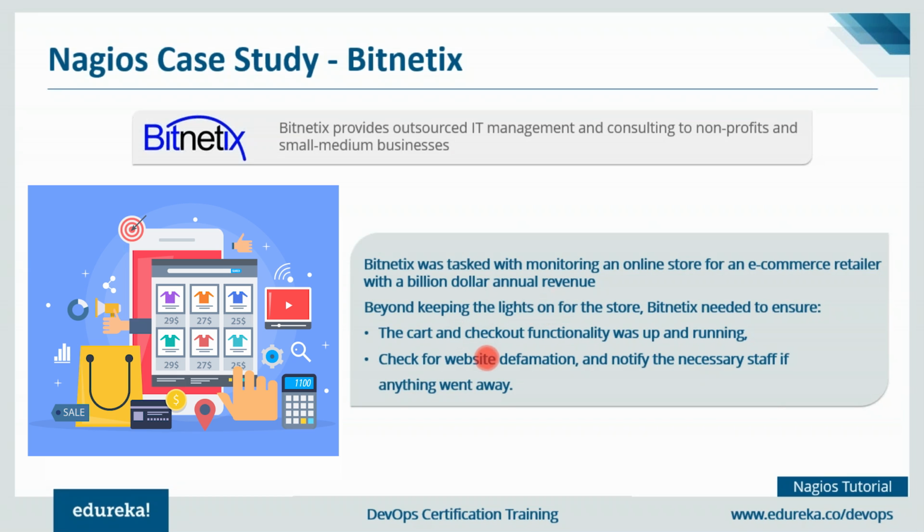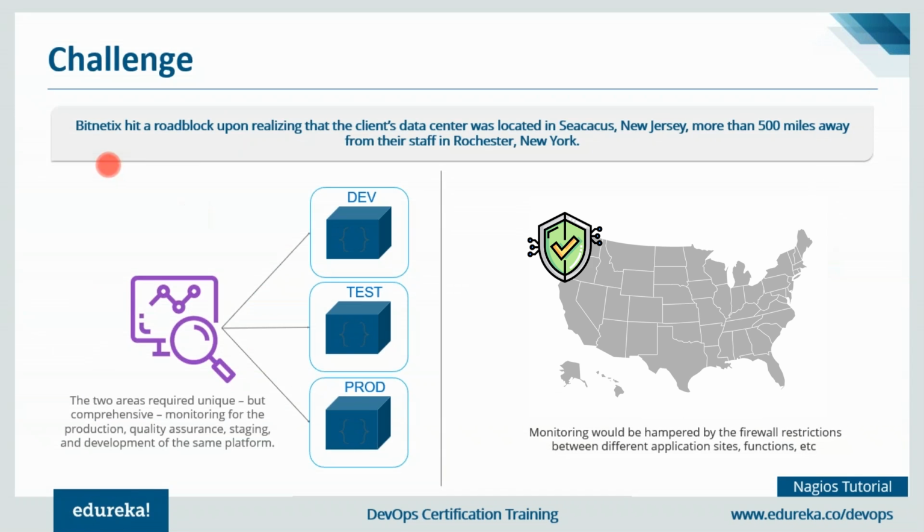Now, it was not only supposed to monitor the store, but it also needed to ensure that the cart and the checkout functionality is working fine. And it was also supposed to check for website defamation and notify the necessary staff if anything went wrong, right? Seems like an easy task, but let us see what were the problems that Bitnetics faced. Bitnetics hit a roadblock upon realizing that the client's data center was located in New Jersey, more than 500 miles away from their staff in New York, right? So there was a distance of 500 miles between where their staff is located and the data center. Now, let us see what are the problems they face because of this.